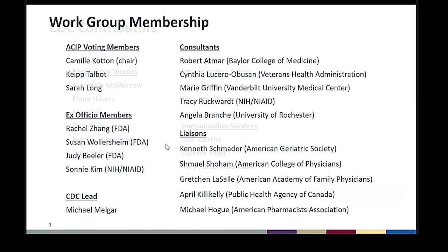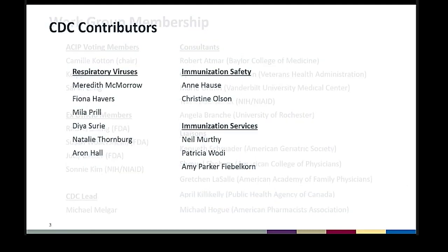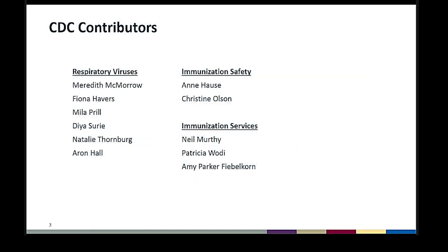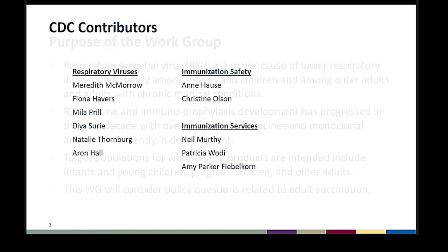This is the current work group membership. Notably, we may still welcome liaisons from additional professional organizations such as IDFA, the National Foundation for Infectious Disease, et cetera. And I would just like to highlight that today, one of our consultants, Marie Griffin, had a nice editorial in the New England Journal about RSV vaccines. Next slide, please. There are other CDC staff contributing to the work group, as you can see here, and we're very appreciative of their efforts. Next slide, please.